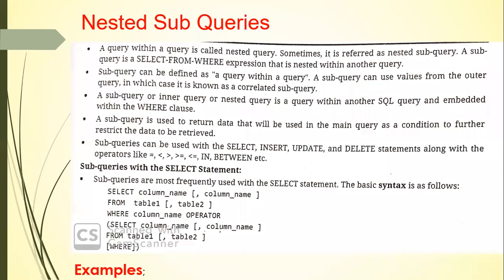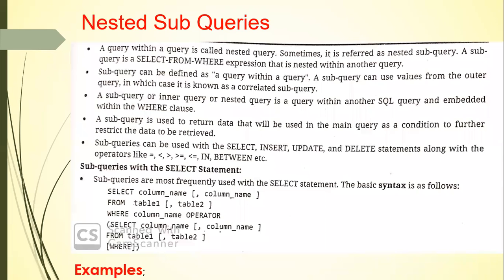And how we can write those nested queries, that we should consider with different types of operators and different types of clauses used in our SQL. A query within a query is called the nested query. Sometimes it is referred to as a nested subquery. A subquery is a select from where expression that is nested within another query.